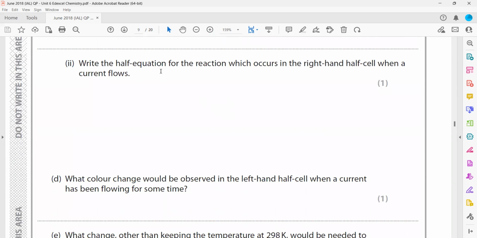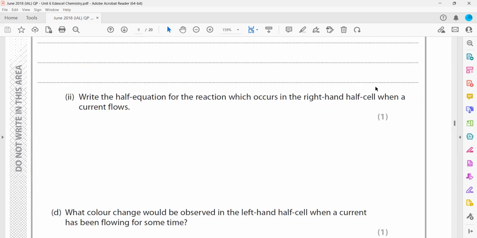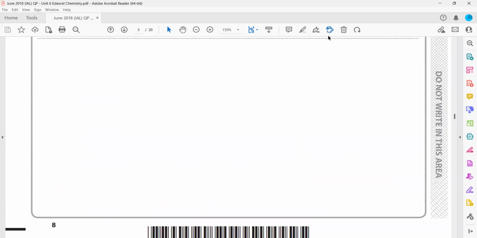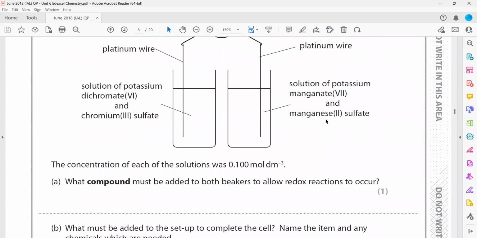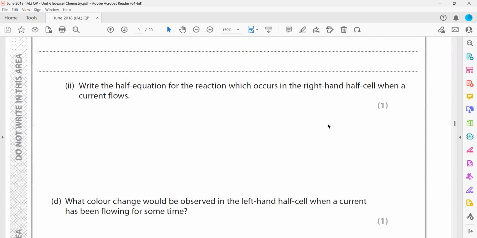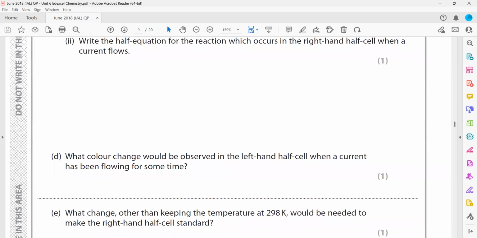Then write the half equation for the reaction which occurs on the right-hand side half cell when a current flows. So as we know, Mn7 is changing into Mn2. So we just have to write the equation for reduction, where KMnO4 is there, and it turned into Mn plus 2.